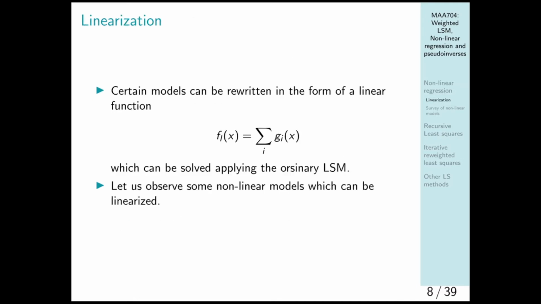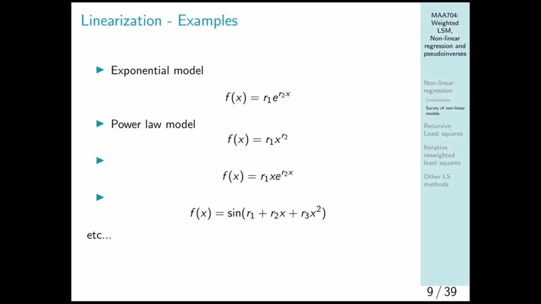But by using the proper changes of variable and function, certain models can be rewritten using certain functions g sub i. In this case, if we manage to perform a change of variable and function that makes the function we want to approximate a linear function, then we can use the least squares method to approximate it. So now I'm going to show you some very nice examples of this phenomenon.